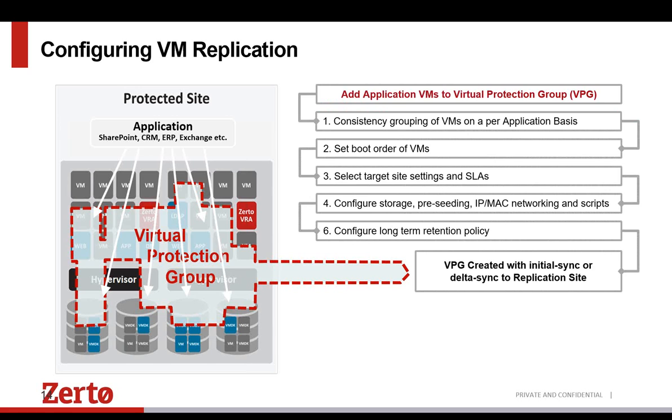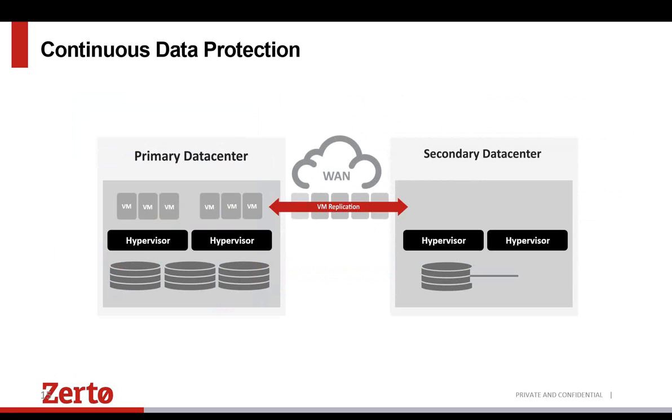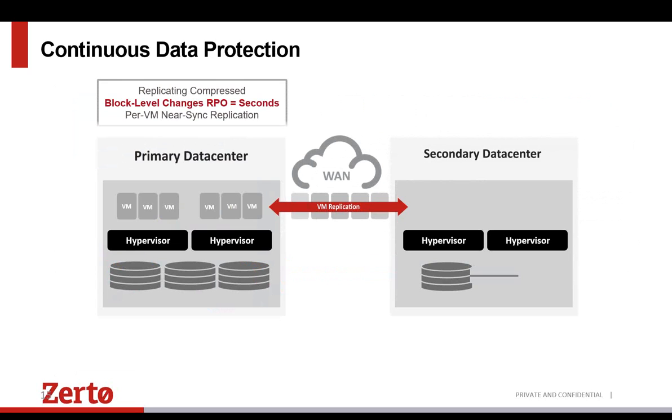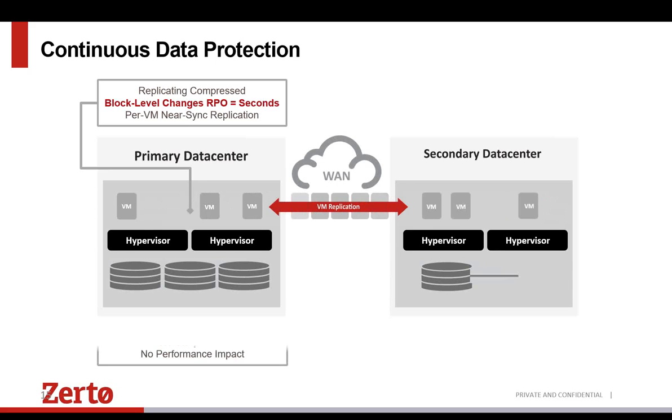Once you've gone through this process here, the virtual protection group is created, the application data is synchronized in the background, and then Zerto gets into a state of continuous data protection, where we're replicating compressed block-level changes as they are occurring near synchronously, which delivers a recovery point objective of seconds on a per VM and application basis. So without installing anything inside the VMs, anything that actually interacts with the application itself, you can have the continuous block-level replication using our replication appliance technology. It's from any to any storage with no snapshots and therefore no performance impact.